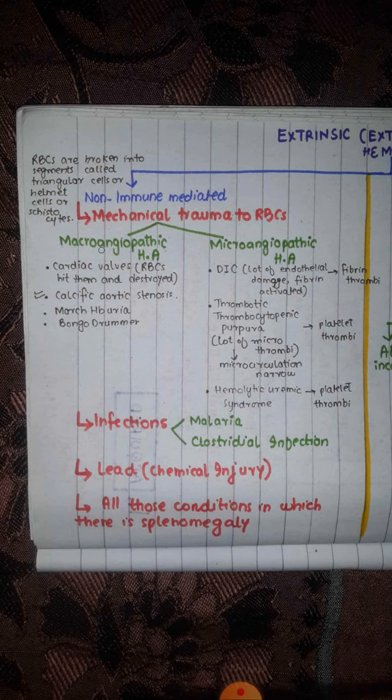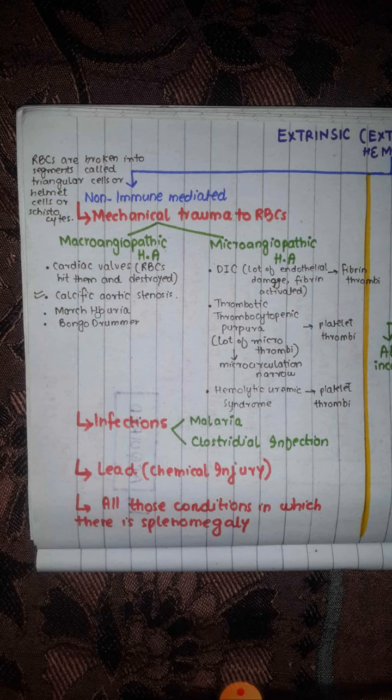So, what are the causes of macroangiopathic? There can be a defect in the cardiac valves. When there is a defect in the cardiac valves and RBCs hit these valves, then RBCs are destroyed. Then there can be calcific aortic stenosis, which is the most important cause of macroangiopathic hemolytic anemia.